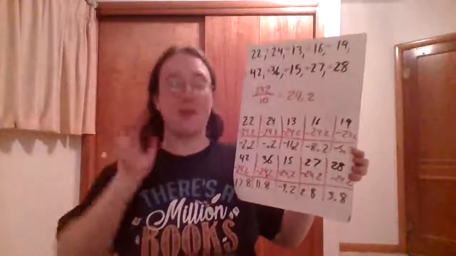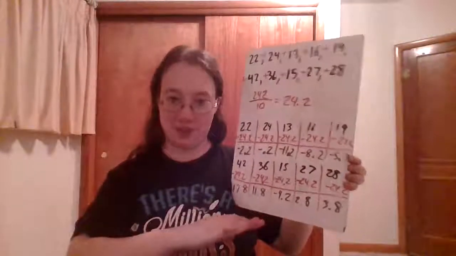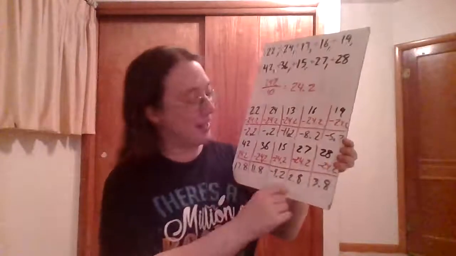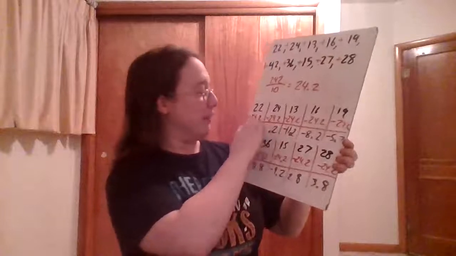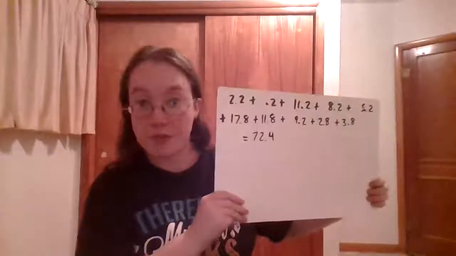Okay, so remember when I said that if you make a little mistake somewhere, it messes up everything? I just went back and edited this video because 27 minus 24.2 is 2.8, not 2.2. Oops. So that messed up my whole thing. Okay, so once we've got these, we're going to take the positive versions of all these. So we're going to get rid of that negative, that negative, that negative, that one, and that one. And we're going to add them all up.